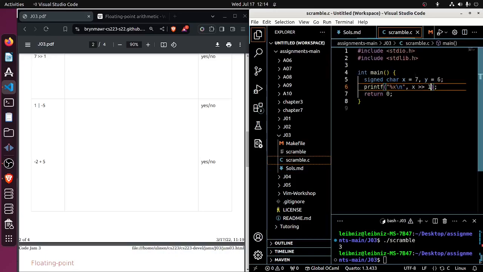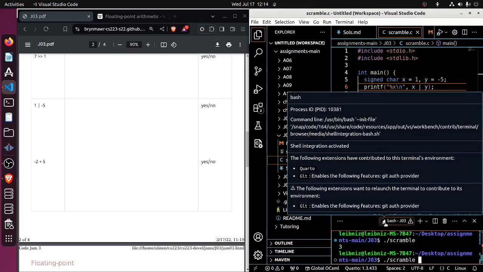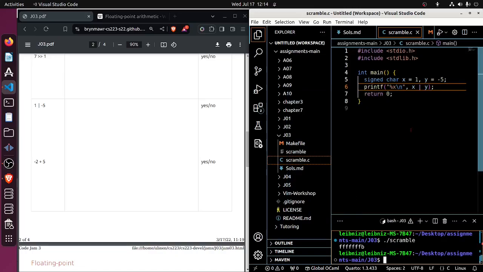So what am I doing again? I'm doing 1 or negative 5. So for a signed char, 1 or negative 5. Then if I bitwise OR these values, what does the computer say? Again, expecting at least one more hex than I want. It should be 0 in this case. Oh, interesting. So I got the value B, which I knew that I should.